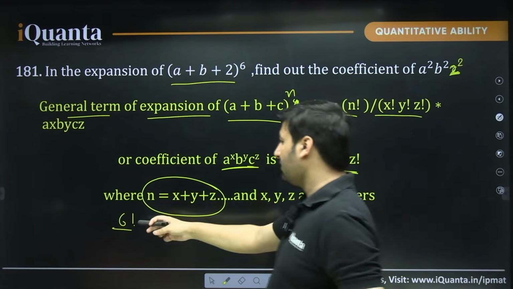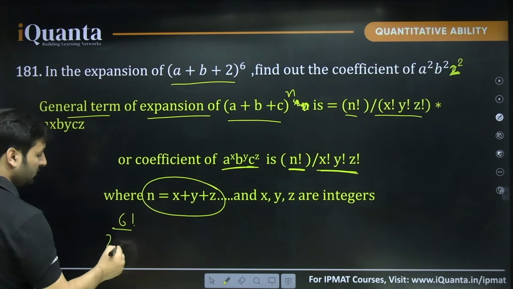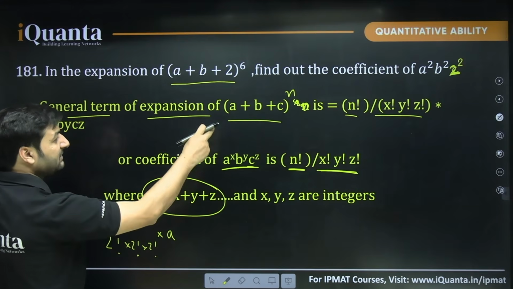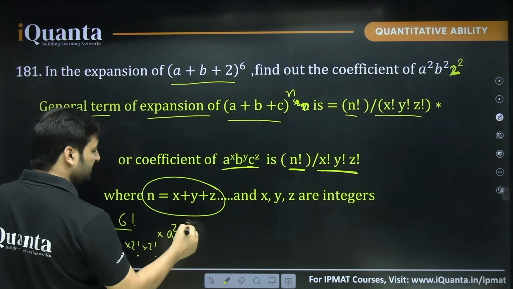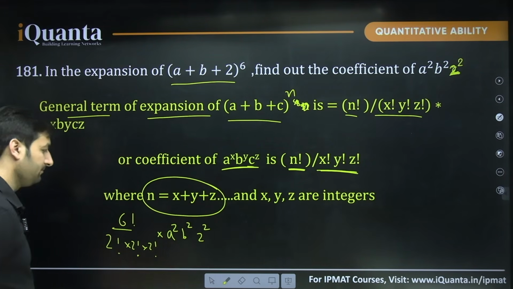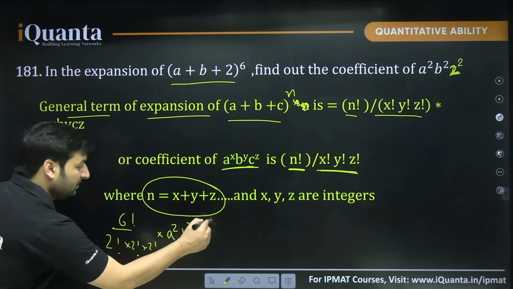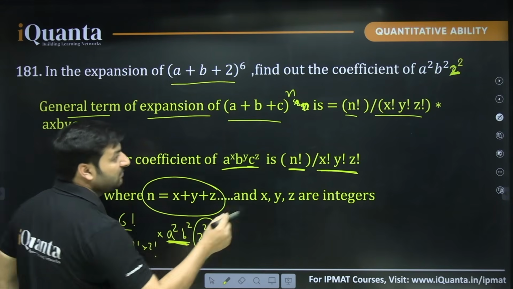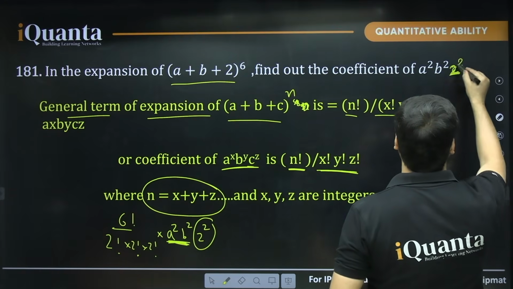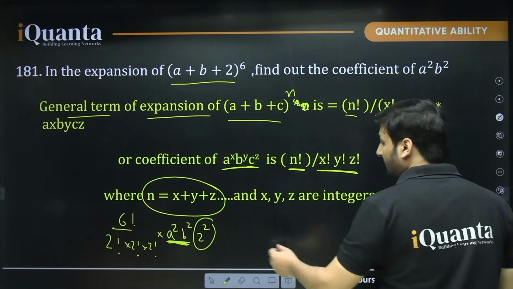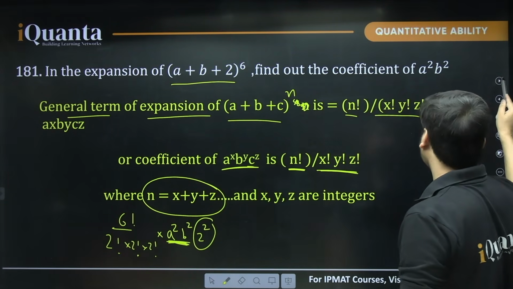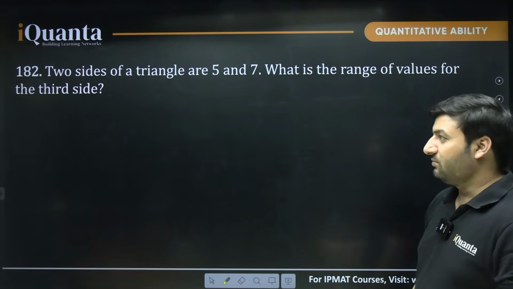So 6 factorial upon 2 factorial, 2 factorial, 2 factorial, a to the power 2, b to the power 2, and c to the power 2, and these are the variables whose coefficient I need. This was a question about the 2 squared being here. I hope you understood the reason for it, and then n factorial upon x factorial, y factorial, z factorial, that's it. I will not take much time on that slide.